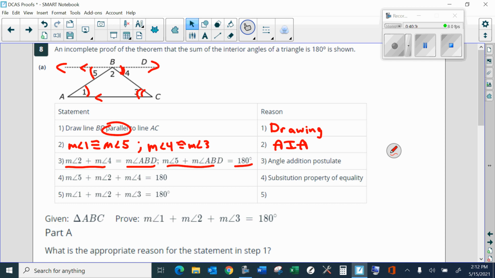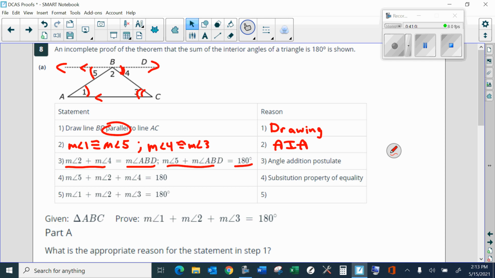On this one right here, there's a much simpler way. You can just say the measure of angle 5 plus 2 plus 4 adds to 180. Definition of straight angle. Okay, and then after saying the 1 and 5 and 2 and 4, I would use substitution to say 5 is going to 1, 4 is going to 3, and substitute that in there for that 180, which is what they end up doing down here.